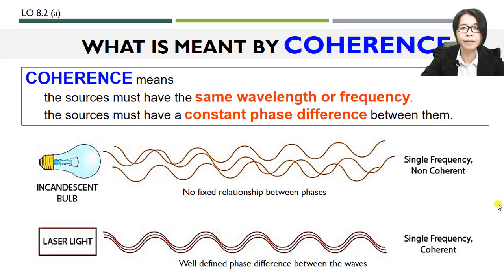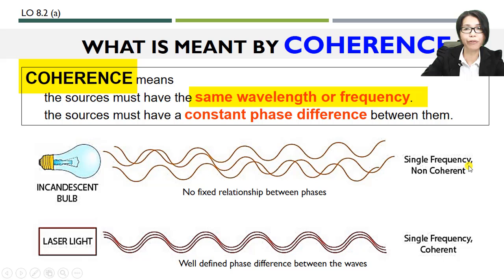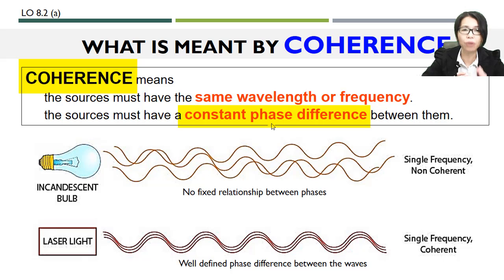Then class, there is a very important term that we must know in this topic, that is coherence. What is meant by coherence? Coherence means that the sources must have the same wavelength or frequency, and the sources must have a constant phase difference between them. The constant phase difference is the key phrase for coherence. So any light source must have a constant phase difference, then only is it considered a coherent source.